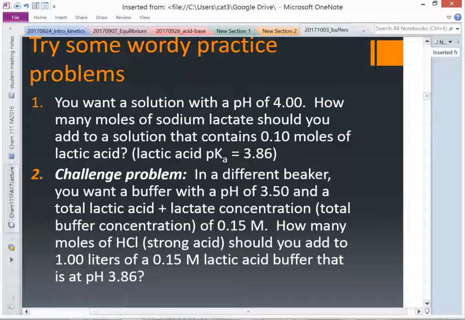What kind of problem is this? How would you know? What's that? So ICE table is one way to do it.